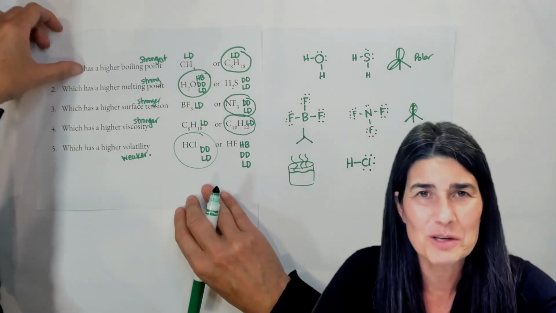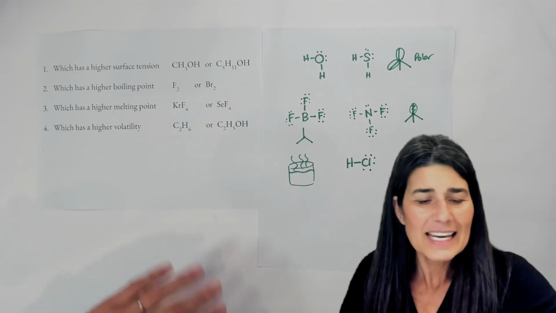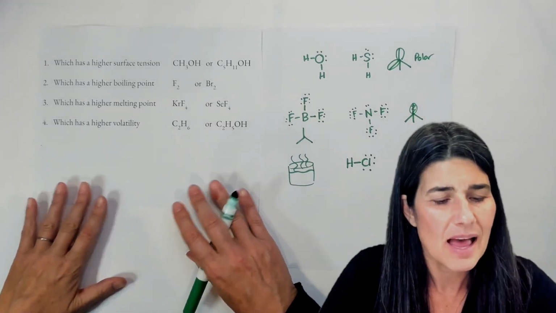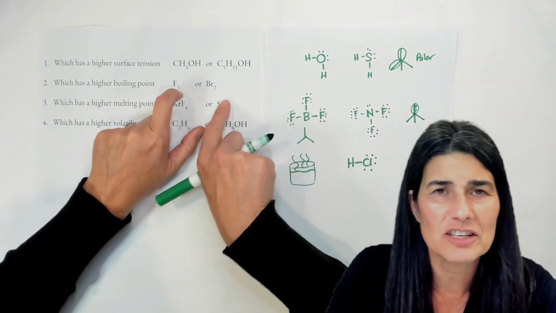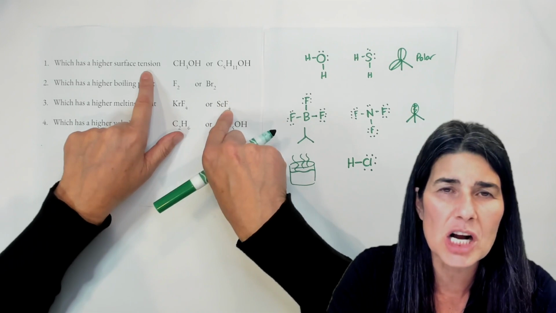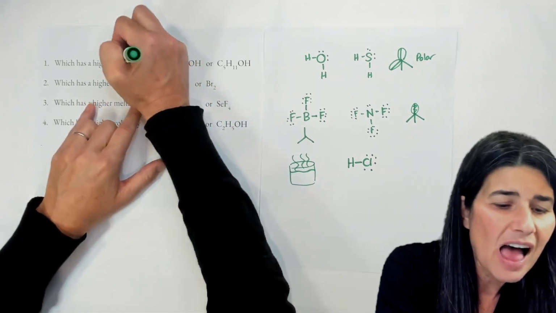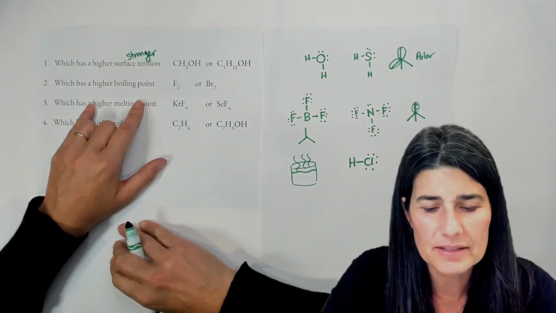All right, let's try a few more. I hope you're getting the hang of this. All right, next set of problems. I want the molecule with the highest surface tension. The highest surface tension is held together very strongly on the surface of the liquid. I am looking for the stronger of the two forces.